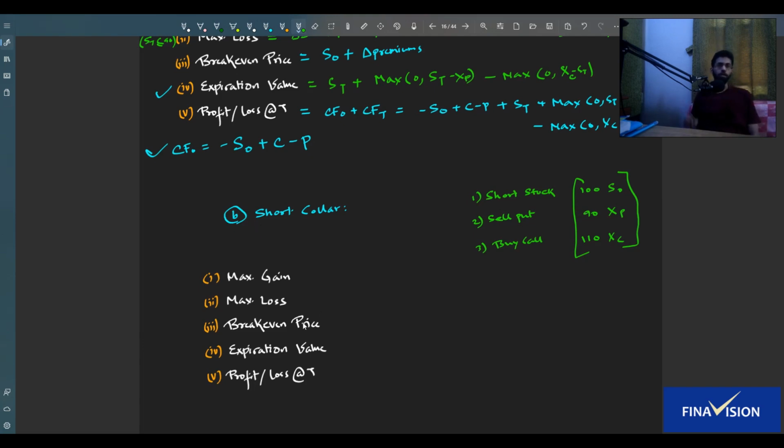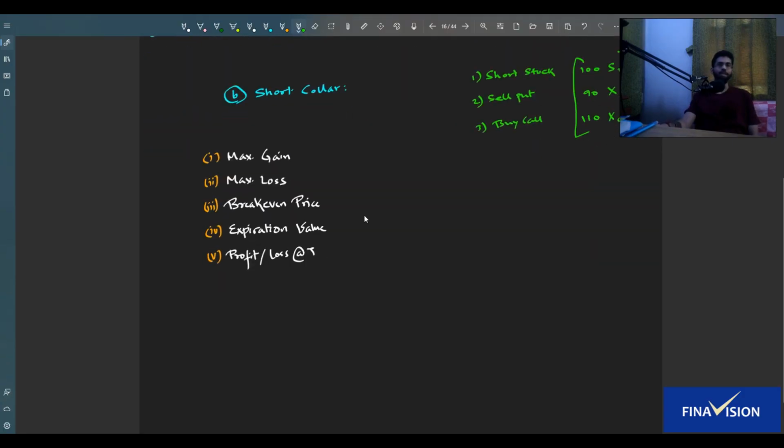Now in a short collar, the initial cash flow CF0 is equal to the premium paid by buying a call, minus C, the premium earned by selling a put, plus P, the earnings from shorting the stock, plus S0, right? This is the initial cash flow. This is generally going to be an inflow, right?